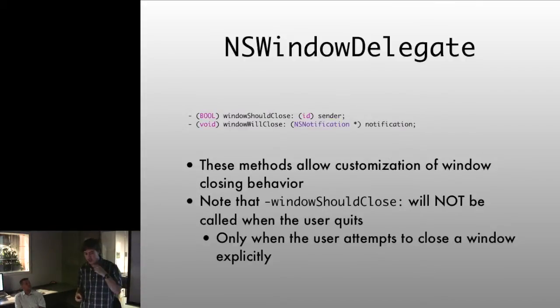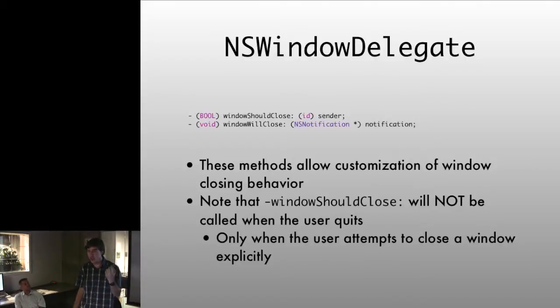The ones I think are the most commonly used are window should close and window will close, which are analogous to application should terminate. So these will get called, like I mentioned earlier, when the close button gets pressed on the window, and allows you to customize this closing behavior. Interestingly, window should close doesn't get called on all of your windows when the user quits. That's a different behavior. I'm not quite sure why they do that. But the idea is that these only get called when there's an explicit attempt to close a window, either by a user or by you.